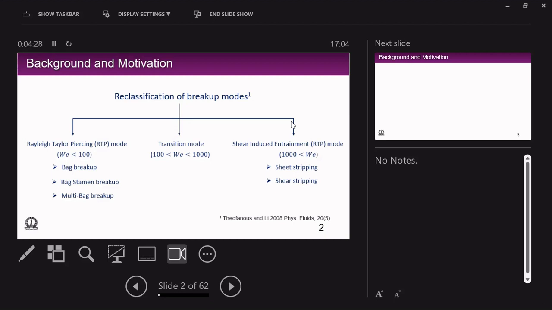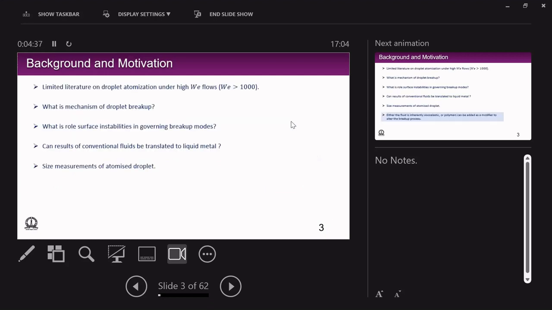This is what was seen. And still there is a lot of confusion in the types of breakup, and which modes actually dominate in what way. So we see limited literature, and we want to know what is the mechanism of droplet breakup and what is the role of surface instabilities, and the fundamental question is, can the results that we get for water be translated to liquid metals or to polymeric fluids?